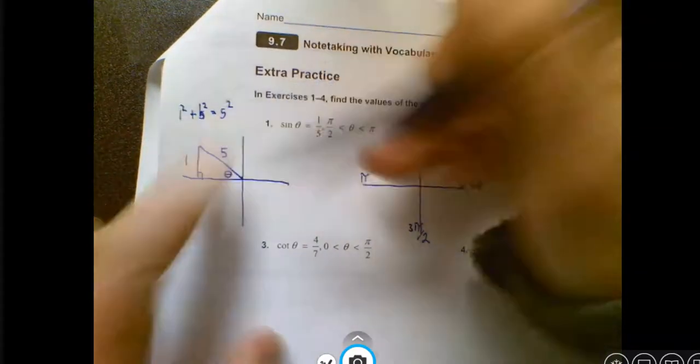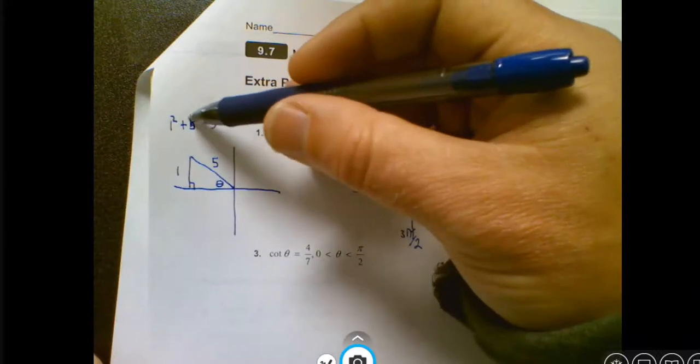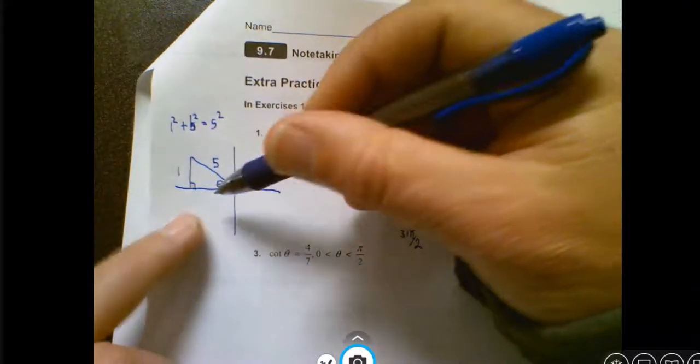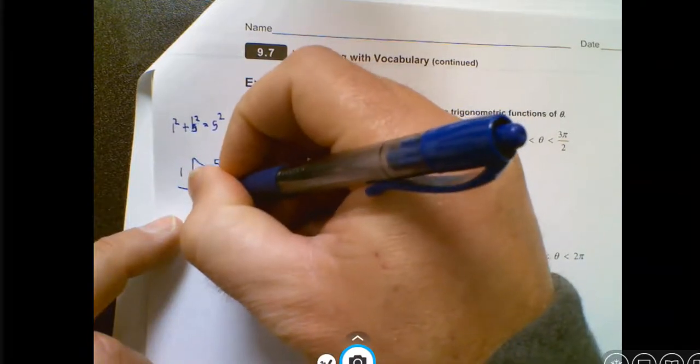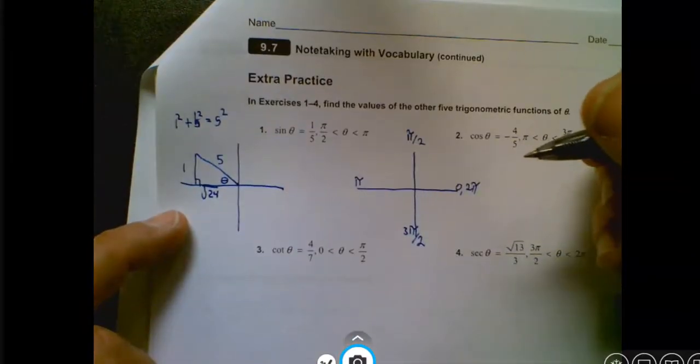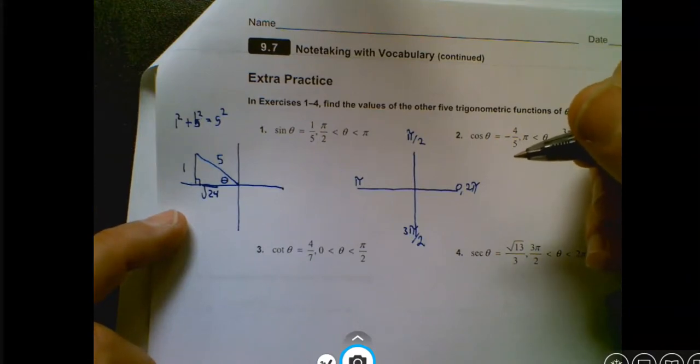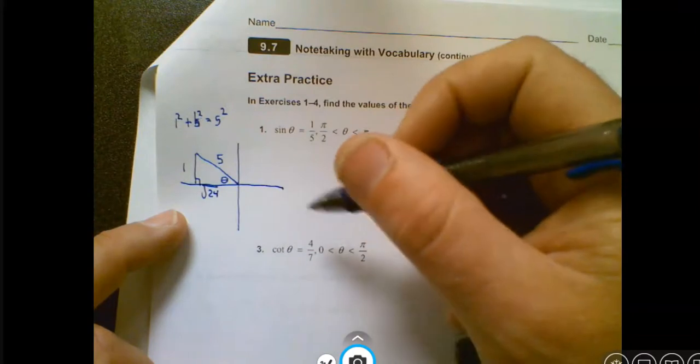I'm going to subtract the 1 and I'm going to get 24. And then I'll have to square root it to get b by itself. So it becomes the square root of 24, which we can write as the square root of 24. You could simplify that to 2 radical 6. And so that's always good to simplify your radicals as well. But just for the sake of an example here, let me go from here.